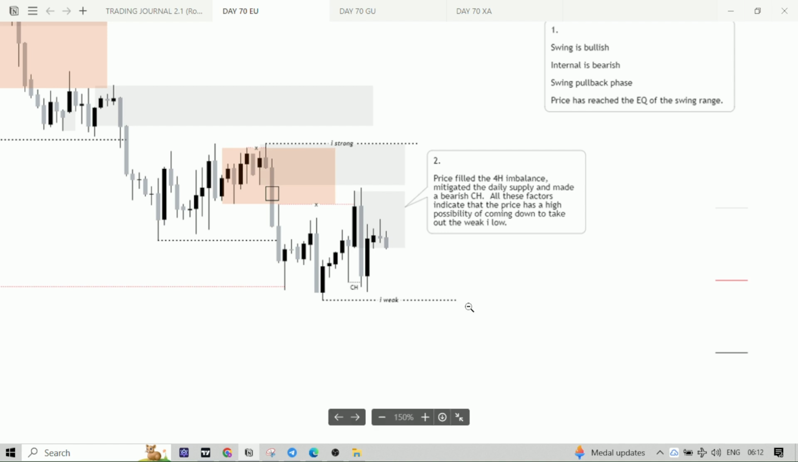The only thing I need to do is jump into the medium time frames, look for confirmations, and then enter. That's it. Price filled the 4-hour imbalance, mitigated the daily supply, and made a bearish CHoCH. All these factors indicate that the price has a high possibility of coming down to take out the weak internal low.